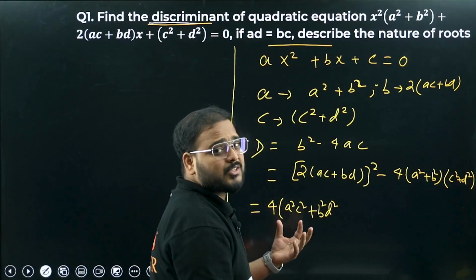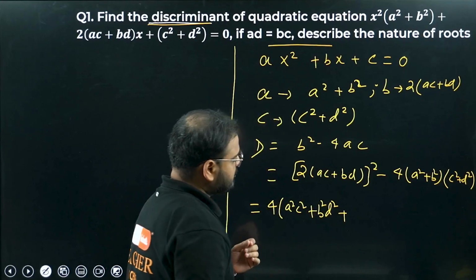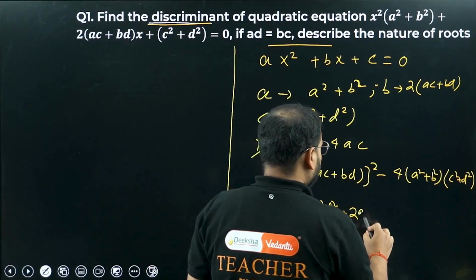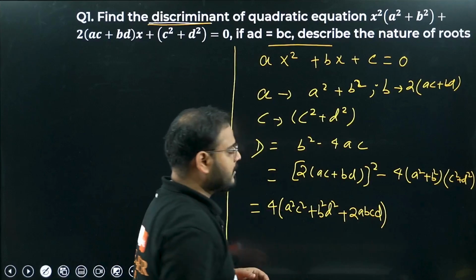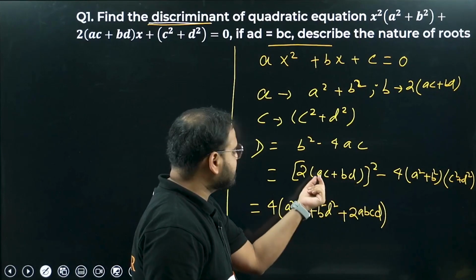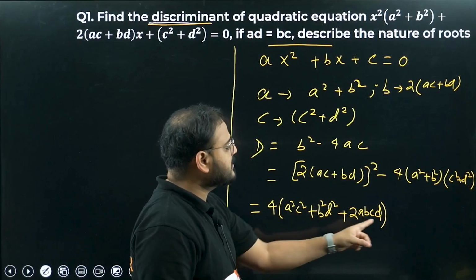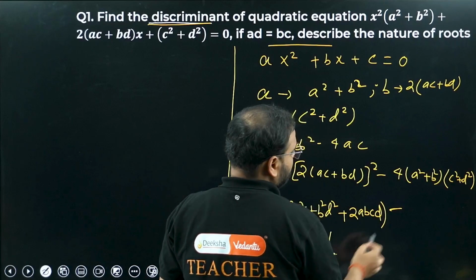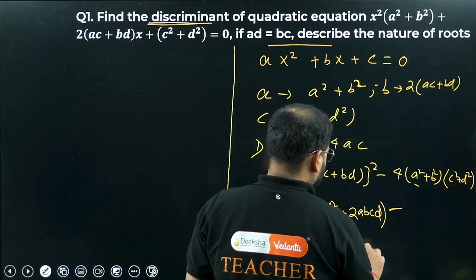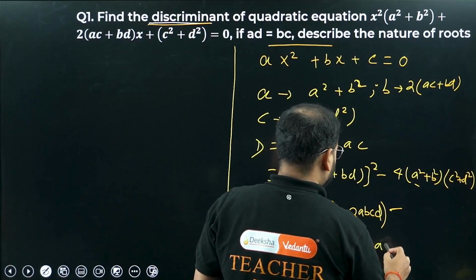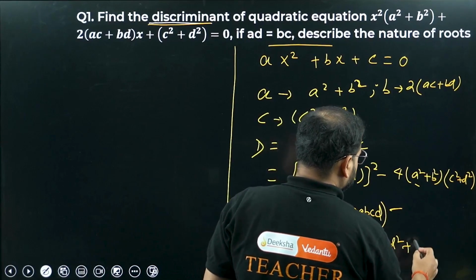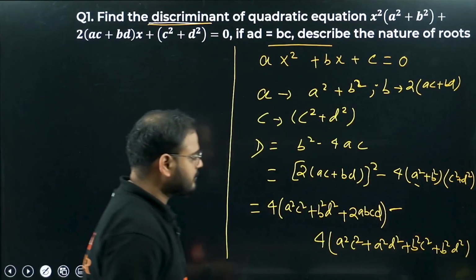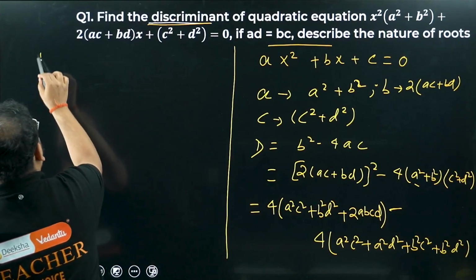So x square plus y square plus 2xy, right? So plus, what is it going to be? 2 times abcd, because acbd means abcd only. Clear? Twice of xy, where x is ac and y is bd. So acbd or abcd simply. Minus over here, 4 times what? a square c square, next a square d square, next b square c square and b square d square. This is it. Now please write this discriminant over here.